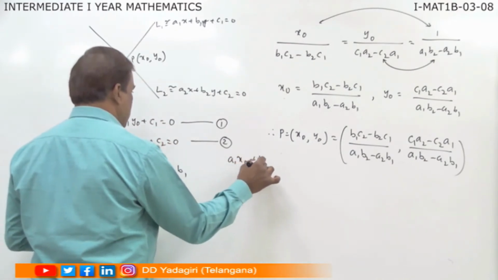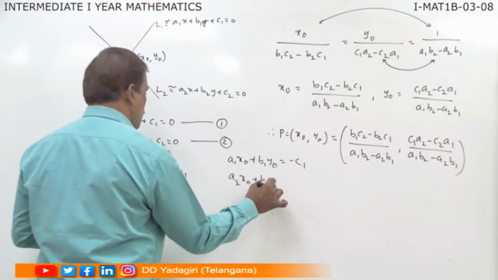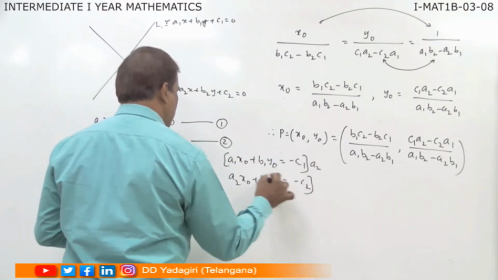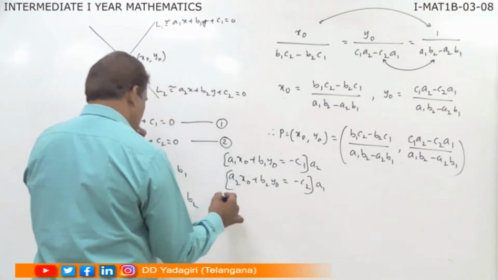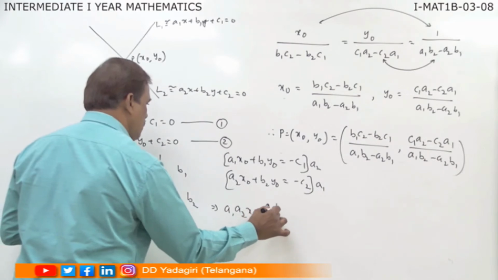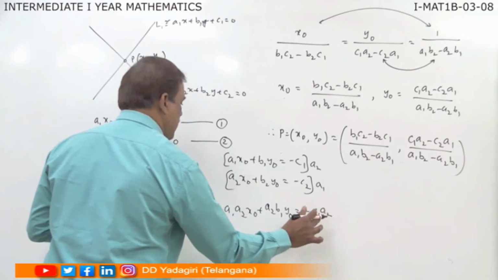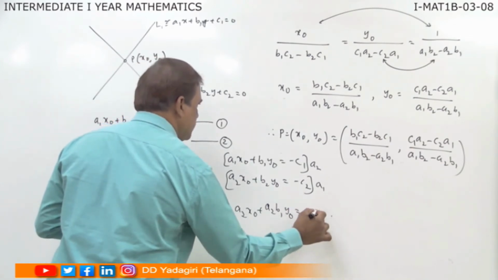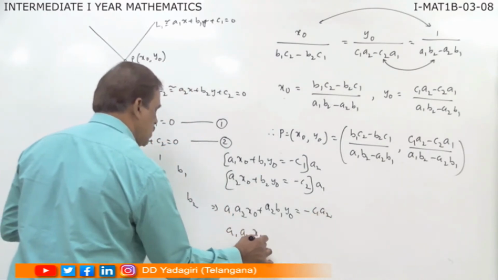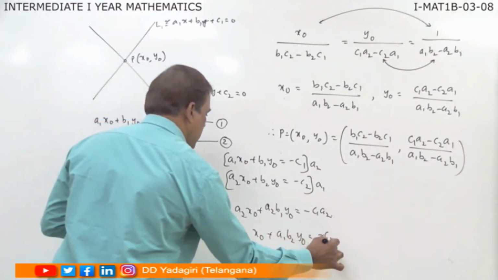a1 x0 plus b1 y0 is equal to minus c1. a2 x0 plus b2 y0 is equal to minus c2. Multiply this with a2, multiply this with a1, then what will this become? This gives a1 a2 x0 plus a2 b1 y0 is equal to minus c1 a2. Let me put it as c1 a2 only. Then this gives a1 a2 x0 plus a1 b2 y0 is equal to minus c2 a1.